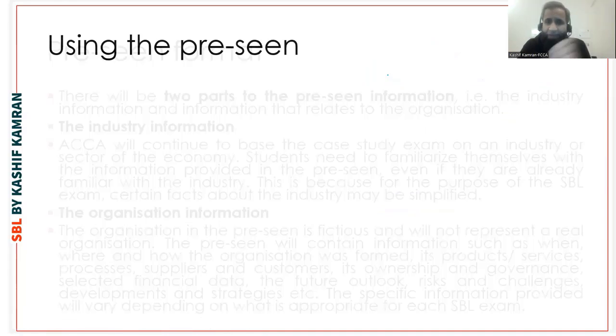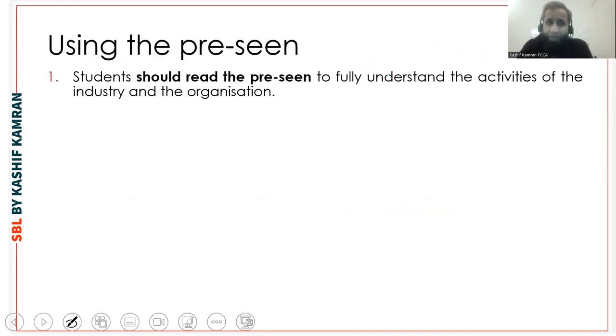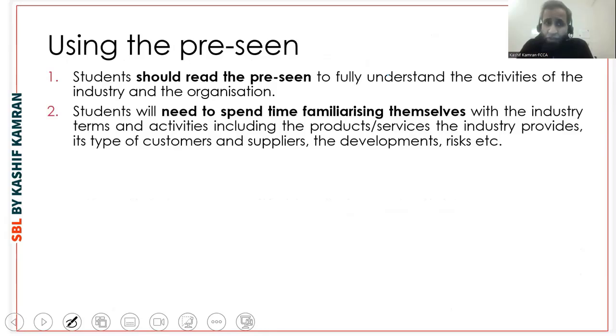Now, that brings us to using the pre-seen. Students should read the pre-seen to fully understand the activities of the industry and organization. Students will need to spend time familiarizing themselves with the industry terms and activities, including the products and services the industry provides, the type of customers, etc. So you need to spend time to get familiarity with the pre-seen.